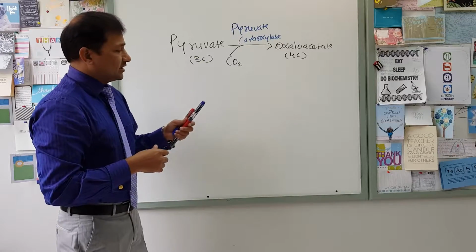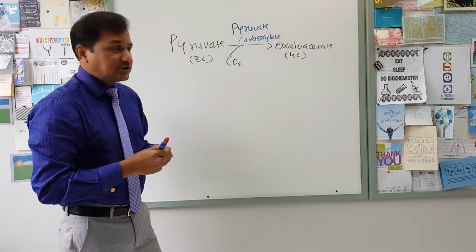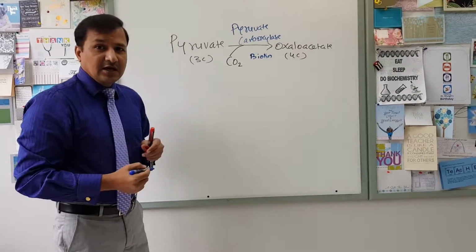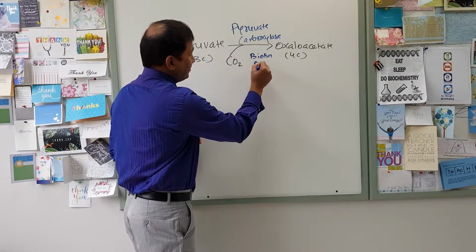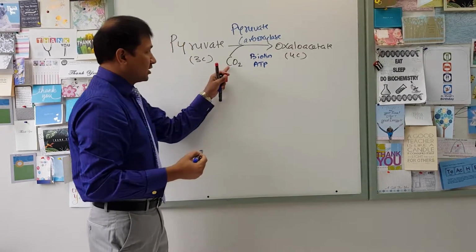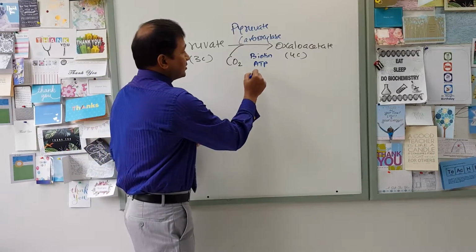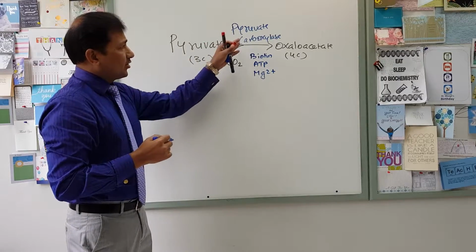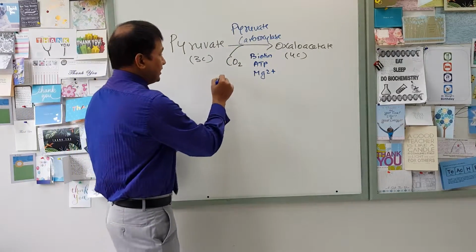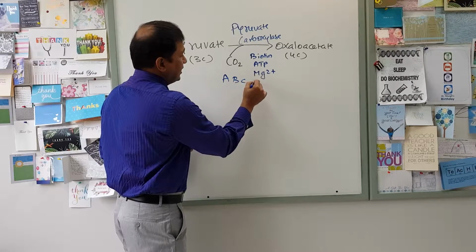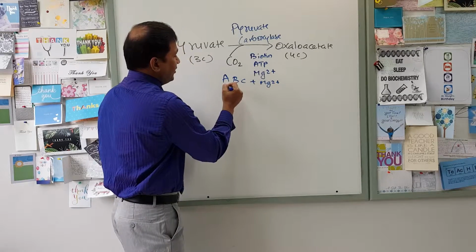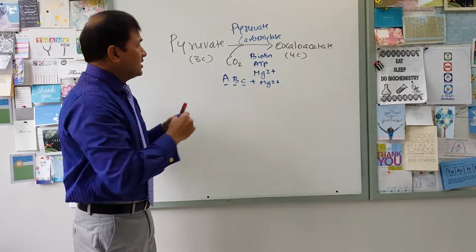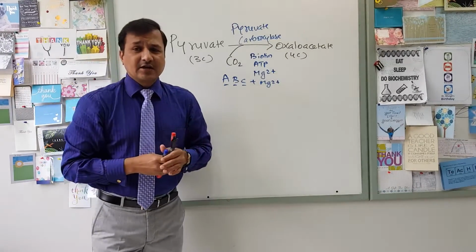In order to do this, pyruvate carboxylase needs biotin. Biotin is a coenzyme for pyruvate carboxylase. You've got to remember this. It also needs ATP as an energy source to incorporate carbon dioxide, and it needs magnesium, Mg2+. So in short, the requirements for pyruvate carboxylase can be written as A, B, C plus magnesium: A for ATP, B for biotin, C for carbon dioxide, and magnesium. Okay, so this is the pyruvate carboxylase reaction.